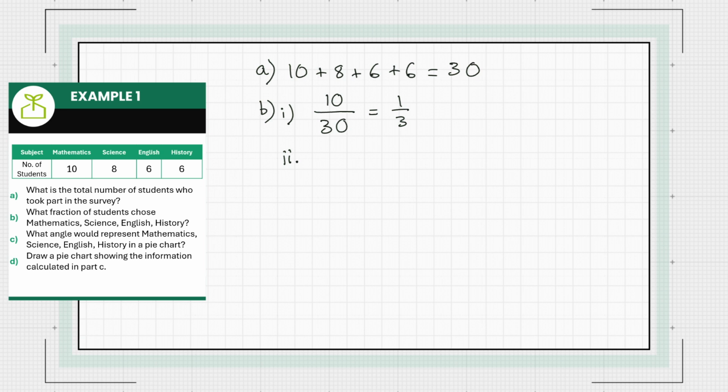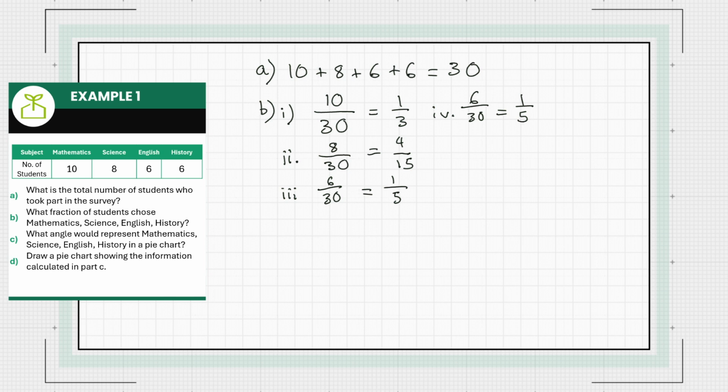Next, what fraction chose science? Well, science is going to be 8 students out of the total of 30. And this can simplify down to 4 out of 15. Alright, let's do the next one. We have who chose English as their favorite. 6 out of 30 students chose English as their favorite, which is 1 in 5. And then for our fourth one, what fraction chose history? So for history, it was again 6 out of 30, or 1 in 5.